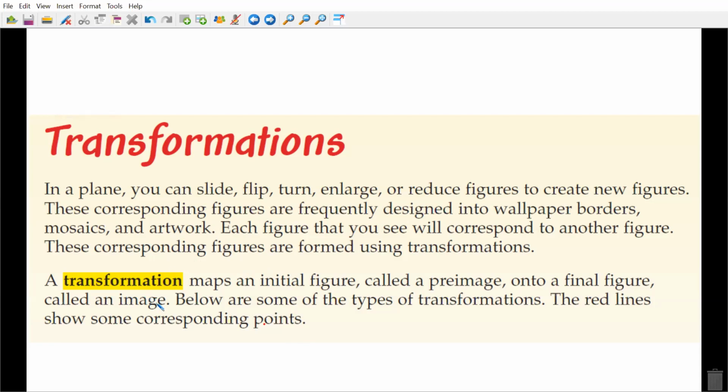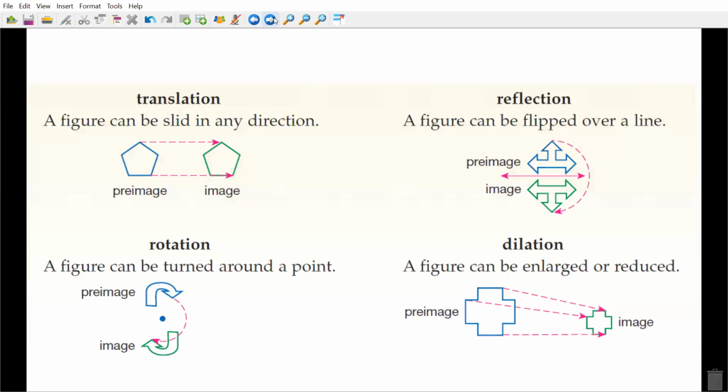What is a transformation? A transformation maps an initial figure called the pre-image onto a final figure called an image. Below are some types of transformations. The red lines show some corresponding points. So this is what we're going to be talking about. Here you're going to be able to see translations, reflections, rotations, and dilatations.